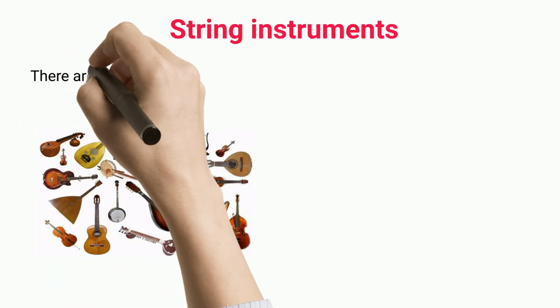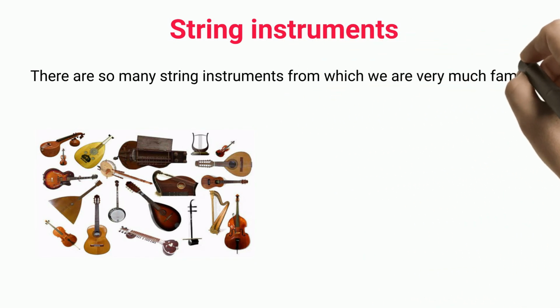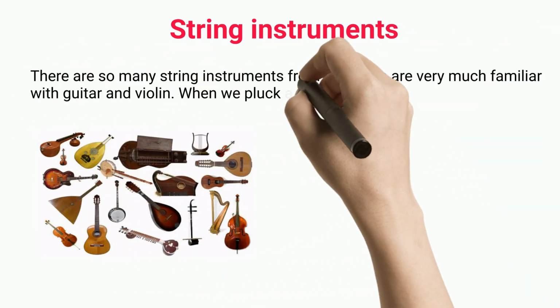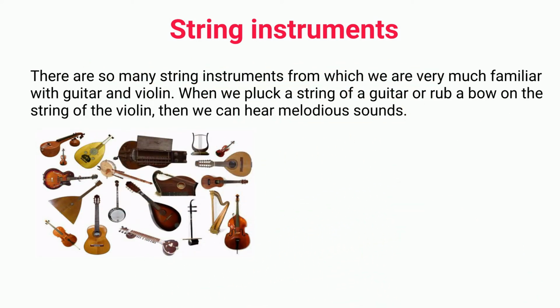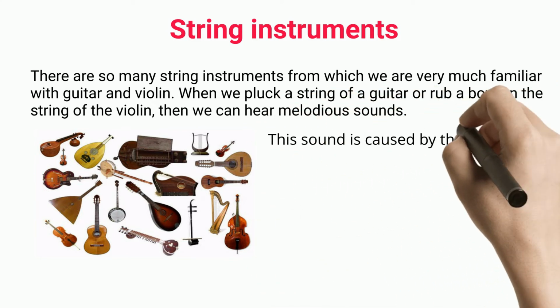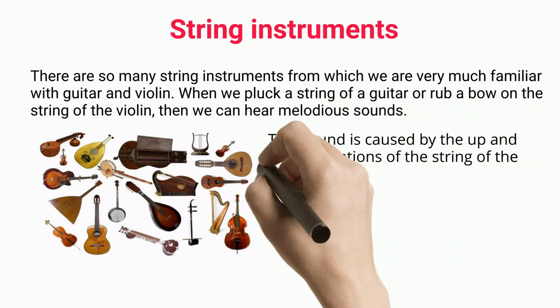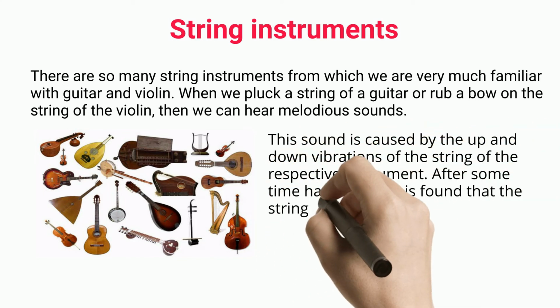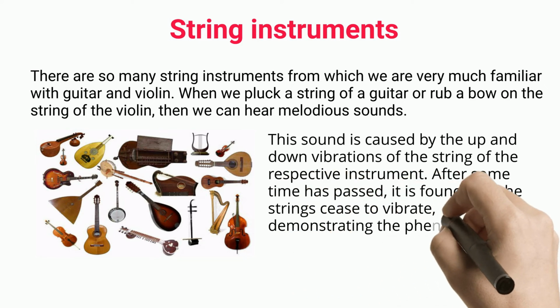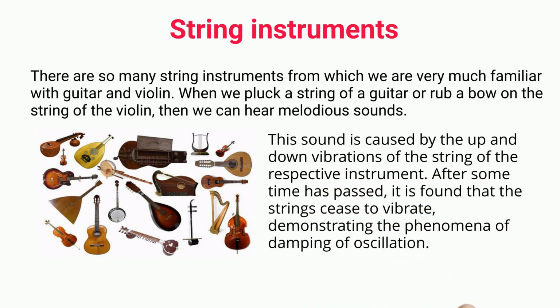String instruments. There are so many string instruments, of which we are very much familiar with guitar and violin. When we pluck a string of a guitar or rub a bow on the string of the violin, we can hear melodious sounds. This sound is caused by the up and down vibrations of the string of the respective instrument. After some time has passed, it is found that the strings cease to vibrate, demonstrating the phenomenon of damping of oscillation.